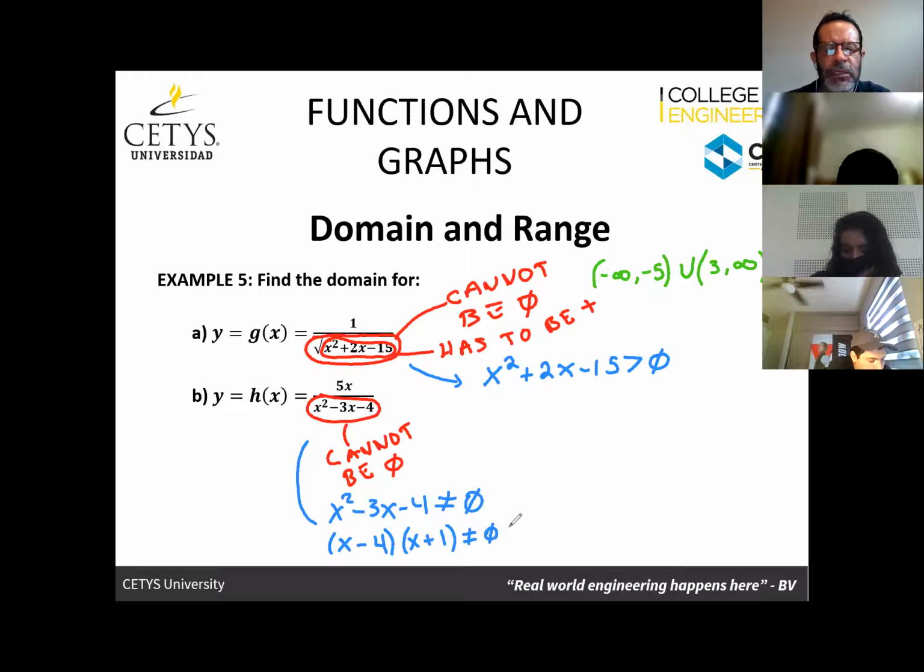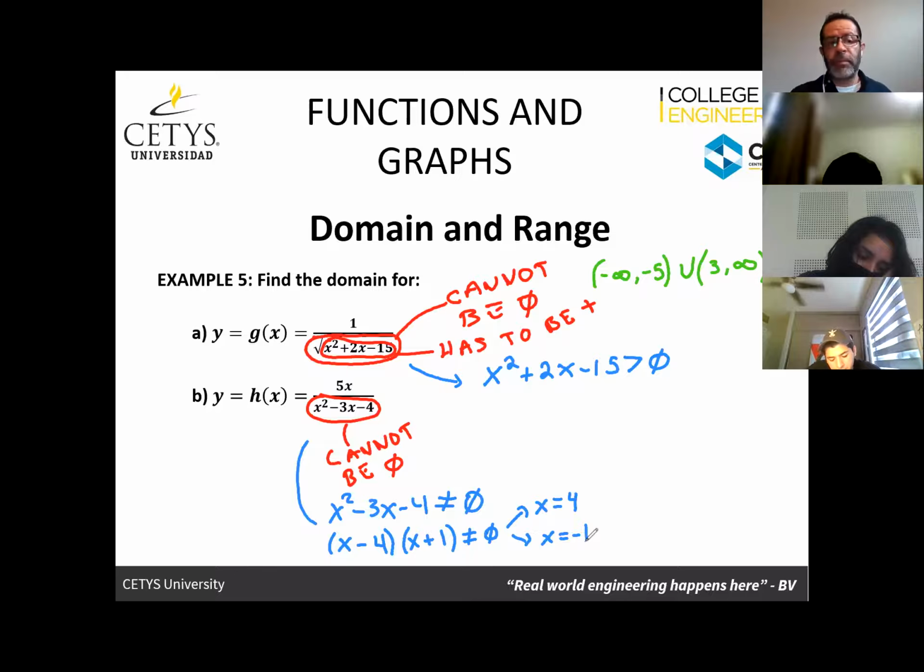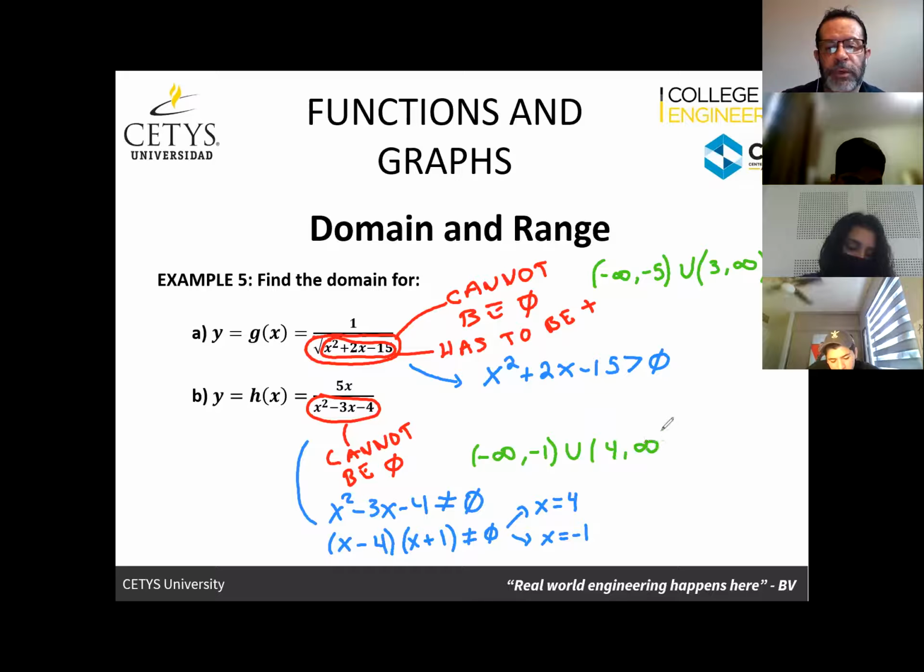So that gives us x equals 4 and x equals minus 1. So those are the values that make the denominator 0, Luis. So how would we establish the domain? It will be negative infinity to minus 1 with parentheses, union with 4 to infinity, also with parentheses. Correct. Perfect, Luis. That would be the domain for the function. Well done.